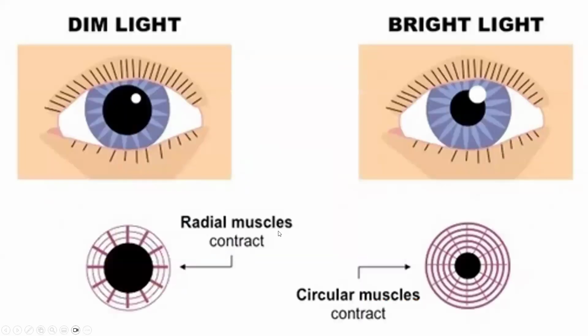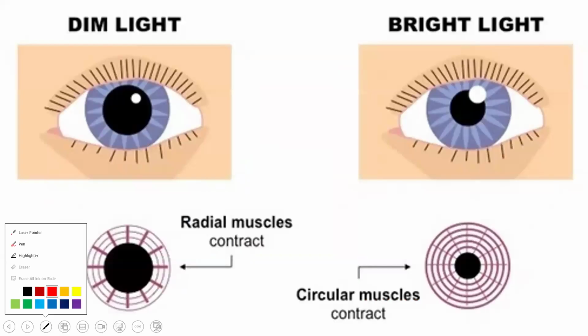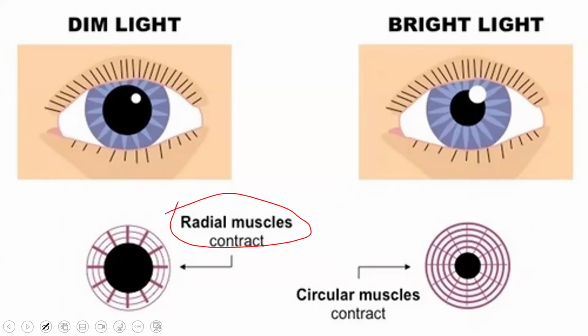Dim light, how do we actually do it? There's some key wording in here. If it's dim and you need to open your pupils a little bit more, you've got two sets of muscles. The first muscle, the radial muscles. It makes sense that when it's dim, these radial muscles are lines that go to the center of the pupil. If a radial muscle contracts, the pupil gets bigger.